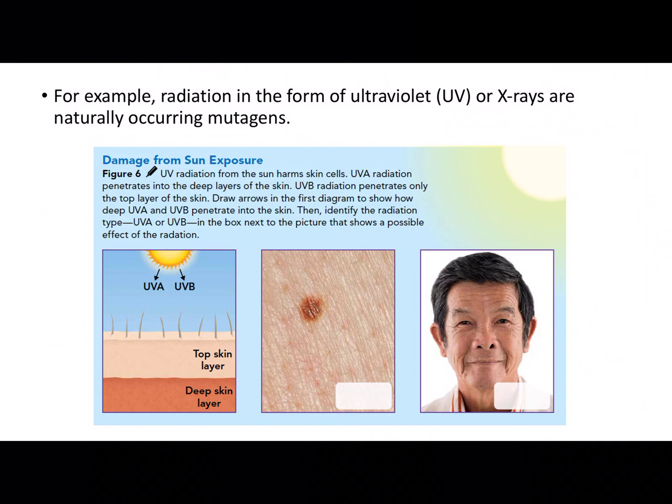We can see from figure 6 the damage from sun exposure. UV radiation from the sun harms skin cells. UVA radiation penetrates into the deep layers of the skin. UVB radiation penetrates only the top layer of the skin.